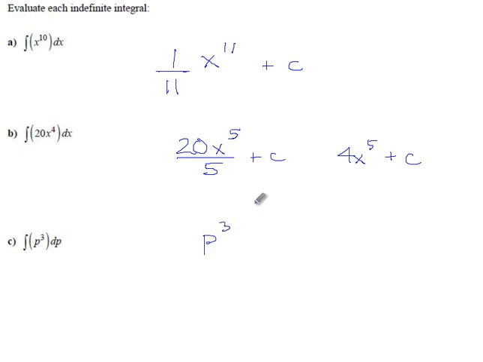P cubed dp is our original. Can you do it in your head? Power up by 1 is going to be p to the 4th, and then divide by that, so it's going to be 1/4 p to the 4th. Power goes up by 1. And then dividing by 4 means you can either write that plus c, or if you'd prefer, you can write this plus c. It's all good.